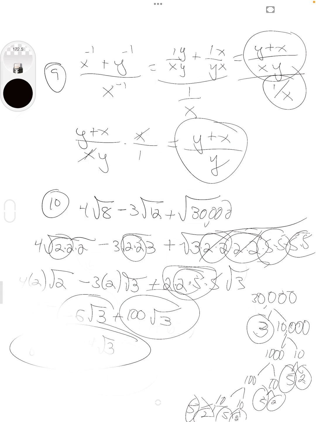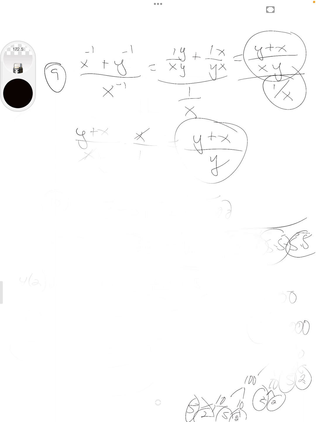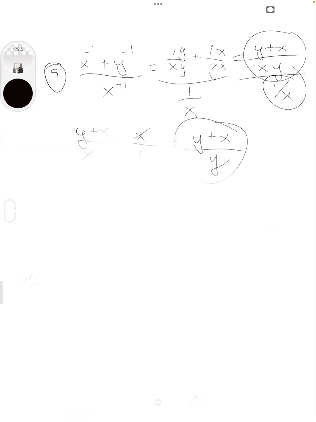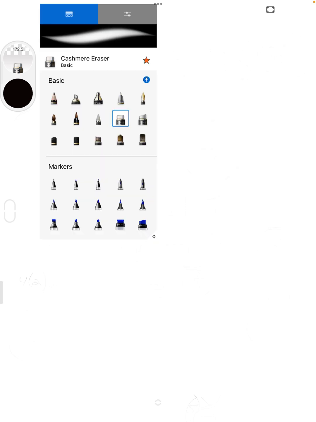Number 11. Notice that this isn't like arithmetic where you just have one problem and you can finish it in one step. This is just working your way through the problems. Number 11, 2 root 75 minus 4 root 243. Okay, going to do the same thing.